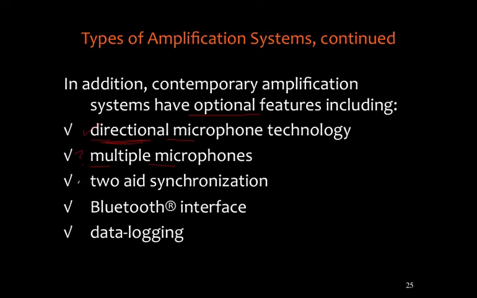Two-aid synchronization. If a person is wearing two hearing aids, the two aids are working together. They're sending signals back and forth across your head. So the hearing aids, in a sense, are talking to one another and maximizing their performance depending on where the signal is located relative to the person wearing them. That's kind of an interesting concept.